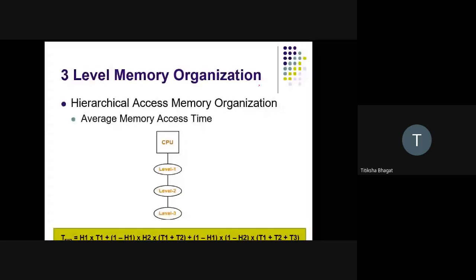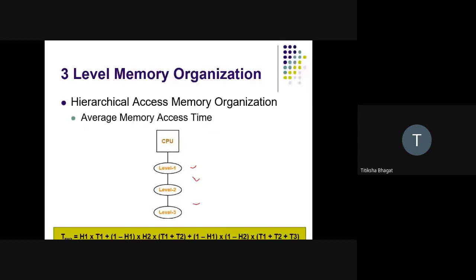Next, again the hierarchical, but this time I am having how many levels? Level 3. So again the formula has been modified. You can see H1 into T1, then 1 minus H1 into, then here 1 minus H2 into T1 plus T2 plus T3. So you can see the complete formula for level 3. Again the formula has been modified for level 3.